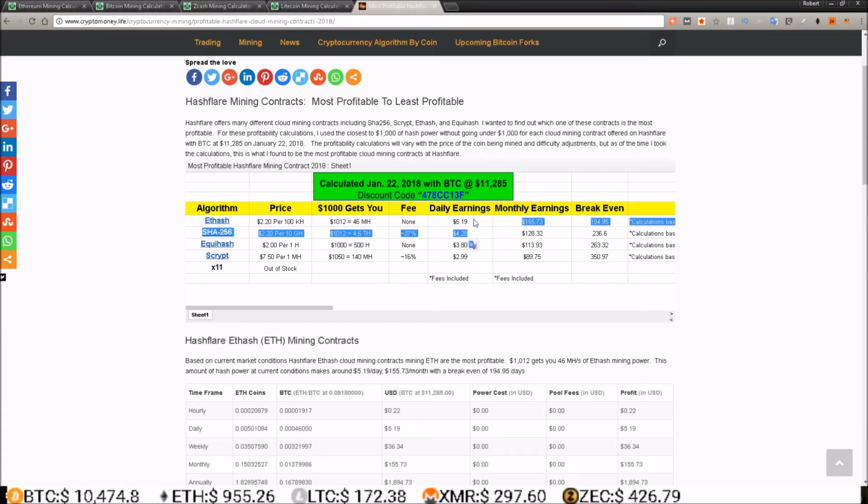So going back to the spreadsheet, right now the Ethash contracts are definitely the most profitable. Here's the daily earnings broken down: $5.19 for the Ethash, $4.28 for the SHA-256, $3.80 for the Equihash contracts, and $2.99 for the Scrypt contracts.